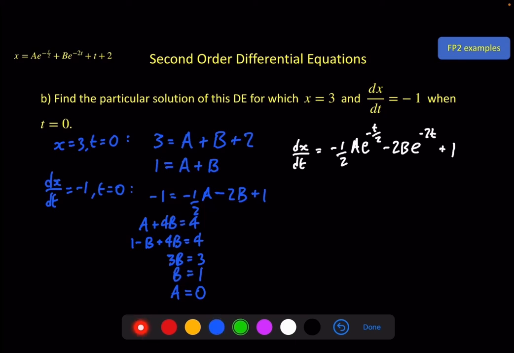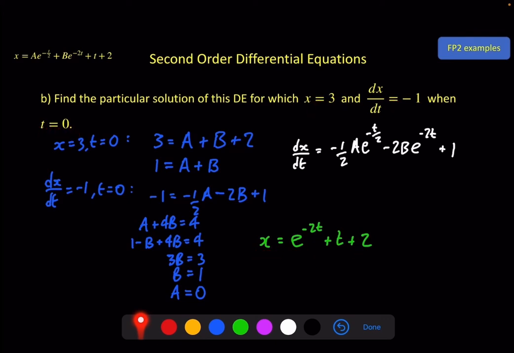So our particular solution, if we put those back in, x is equal to a is 0, so the first term is gone, b is a 1, so that's e to the minus 2t, and we've still got plus t plus 2. So this is the particular solution for these boundary conditions.